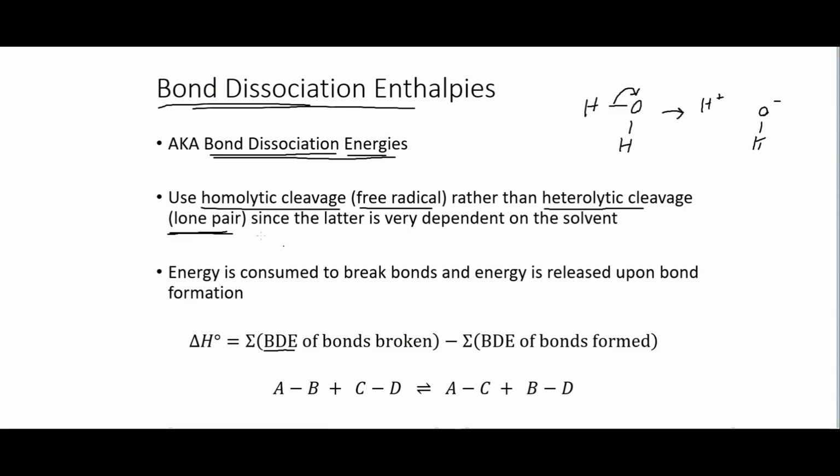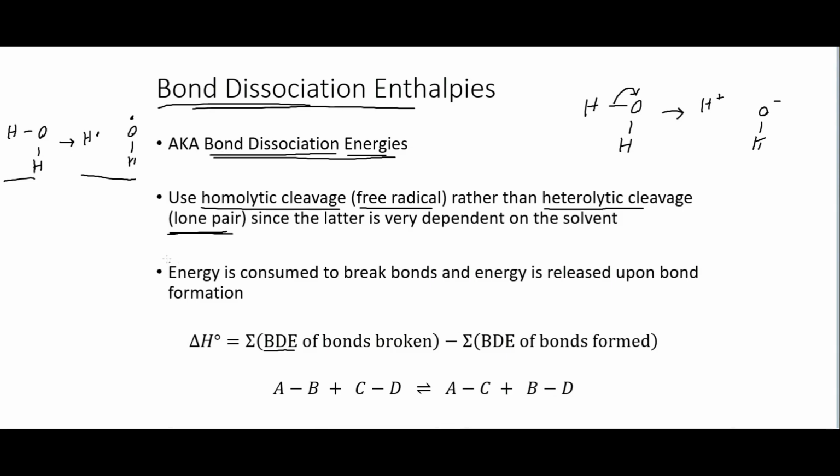Whereas with a homolytic cleavage of water, we are going to get an H with a free radical and an oxygen with a free radical. In both cases this is uncharged, and both of these are uncharged. And so it's a lot less solvent dependent. That's why we use the homolytic cleavage to get the bond dissociation enthalpies.